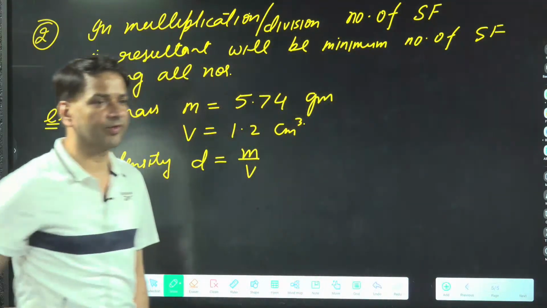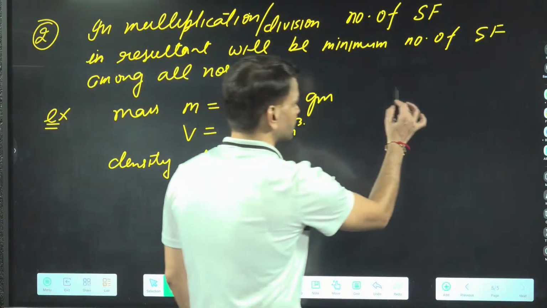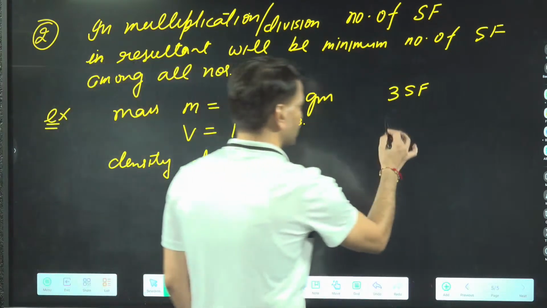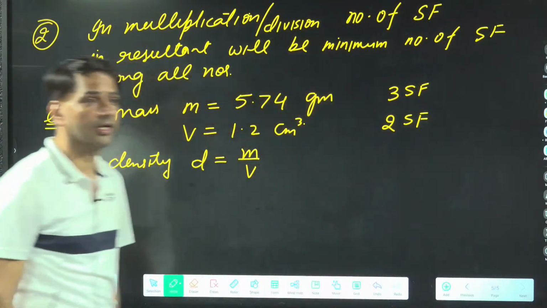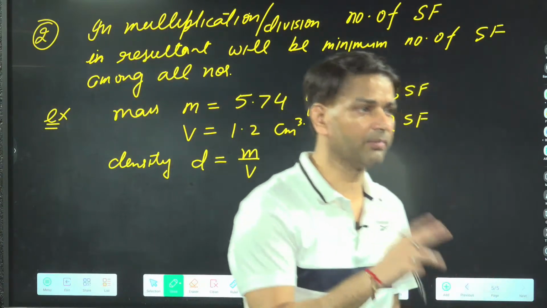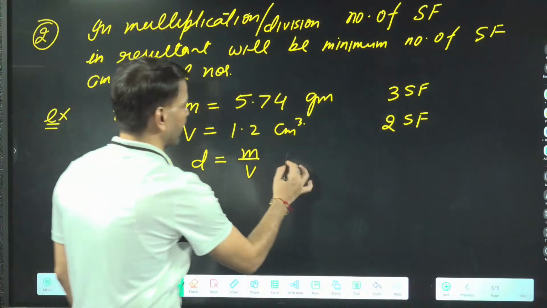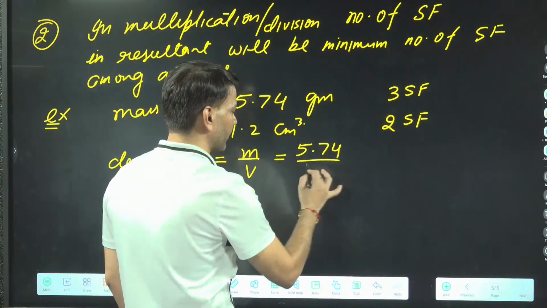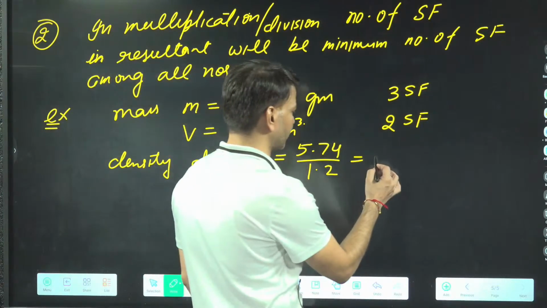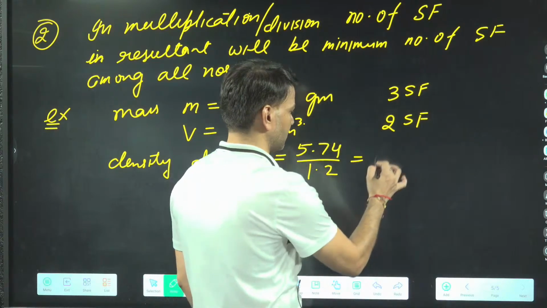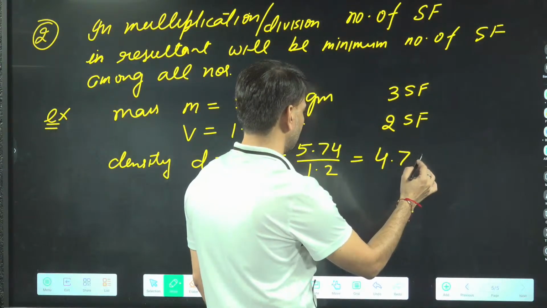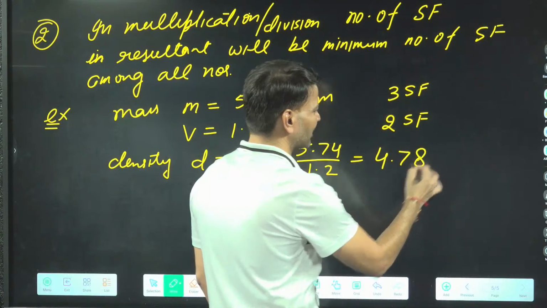Now mass has how many significant figures? This is 3 significant figures. Volume has how many significant figures? 2 significant figures. Now in the density, how many significant figures will you have? 2. Minimum among all. Okay. So you will divide it. So 5.74 upon 1.2. After dividing, first what exactly will you get? 1, 4, 12, 4 za. And then 7, 12, 8 za, 96. Around 4.78 you will get.